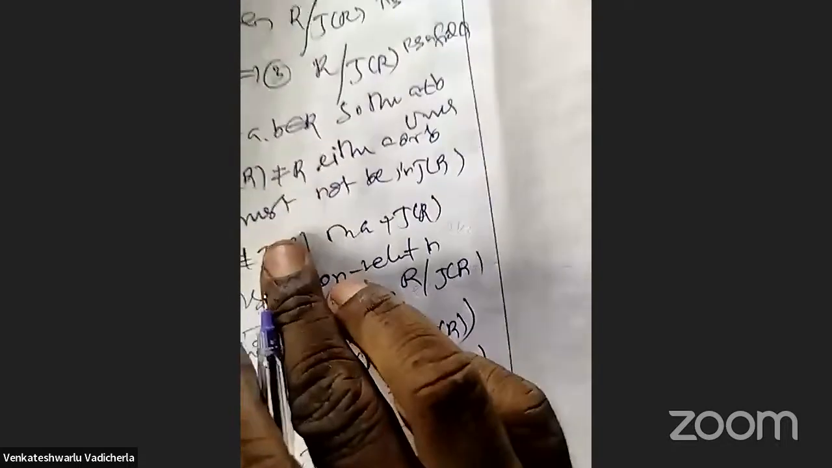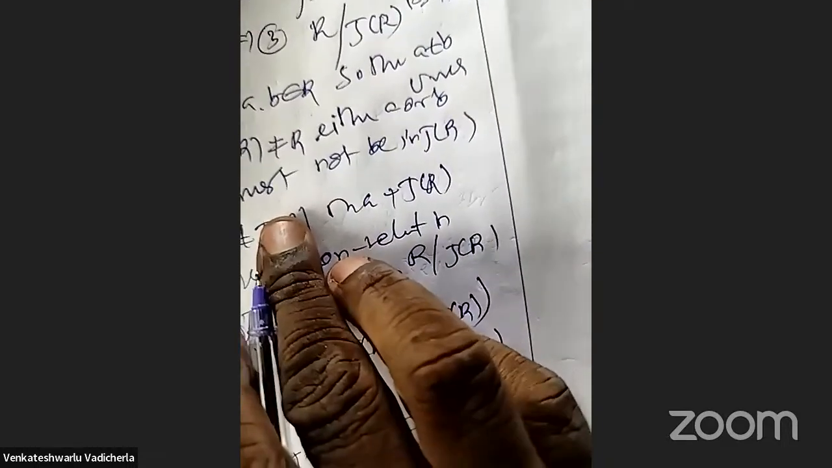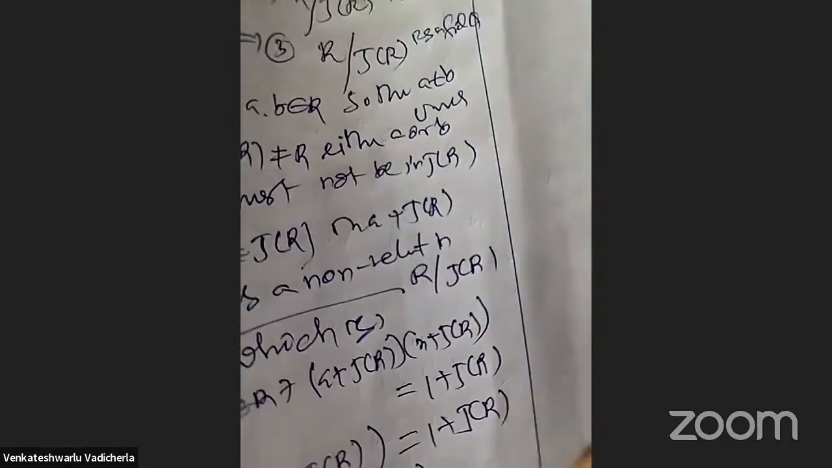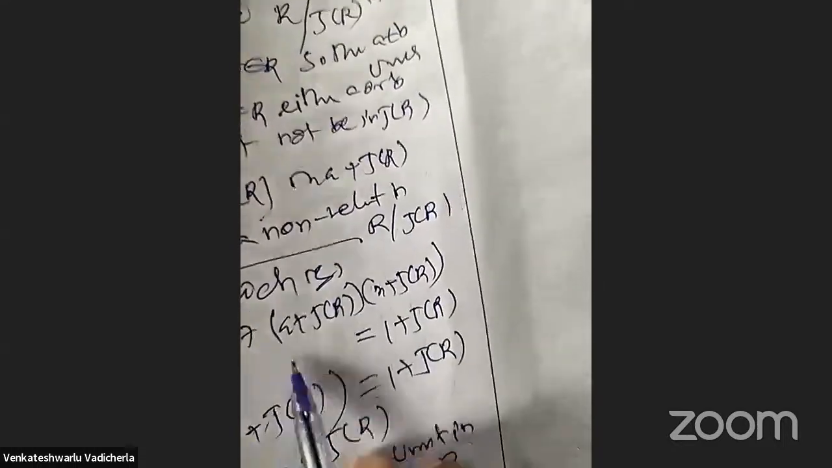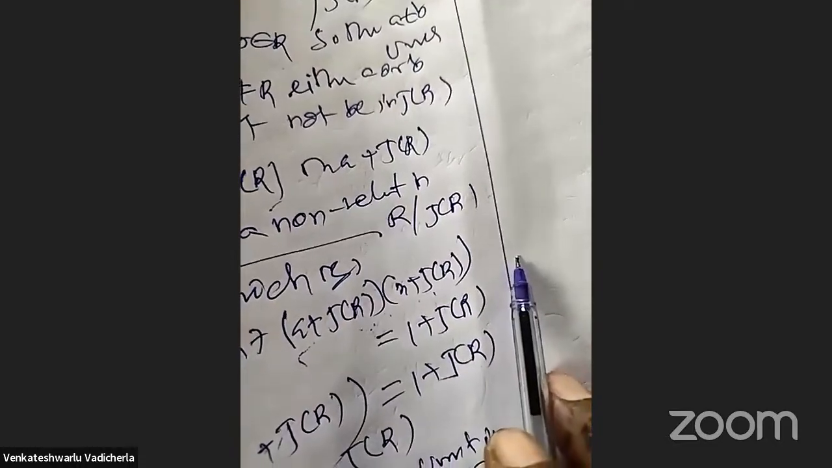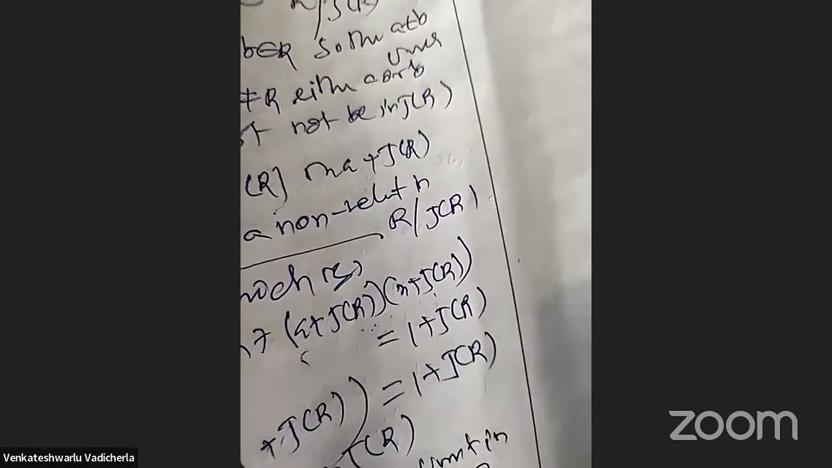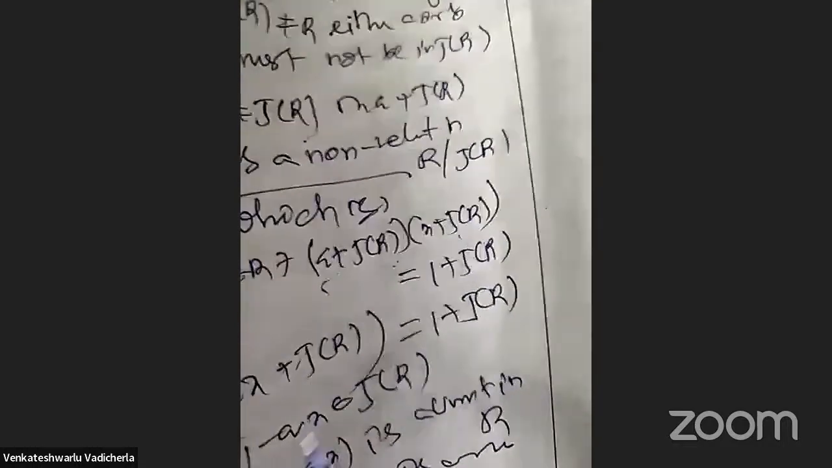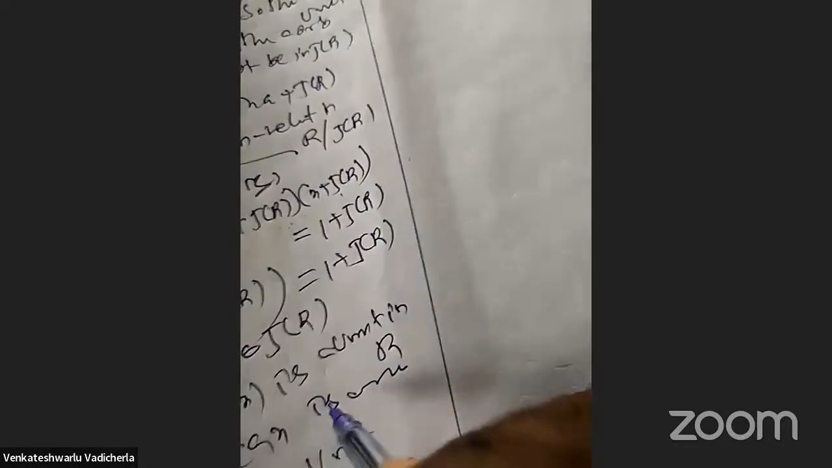Suppose R/J(R) is a field. A, B belong to R, and suppose A + B is a unit element. Since J(R) is not equal to R, either A + J(R) is a non-zero element of R/J(R), which is a field. Therefore, by the definition of a field, there is X belonging to R such that (A + J(R))(X + J(R)) is equal to 1 + J(R), so 1 minus AX belongs to J(R). According to coset subtraction, 1 minus AX is a unit, so AX is a unit, and A is also a unit. Next, third implies fourth.